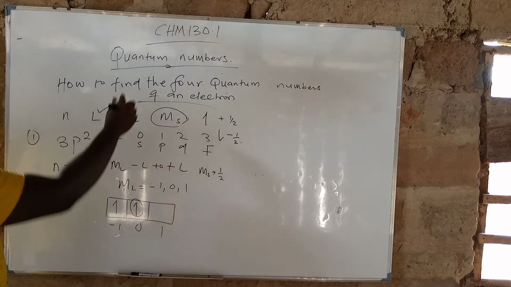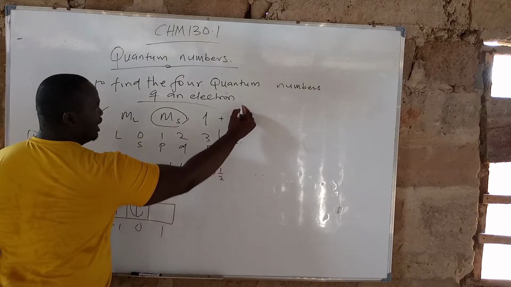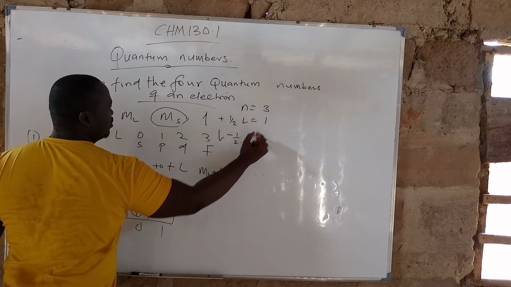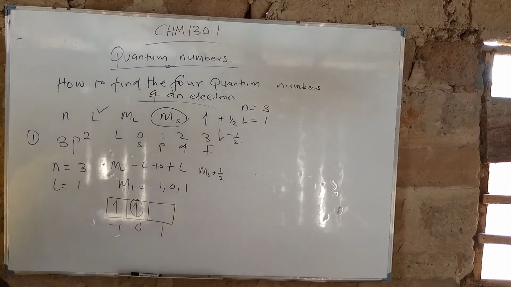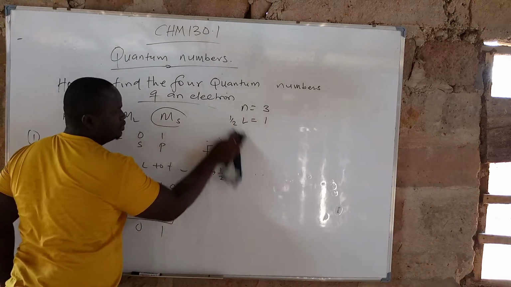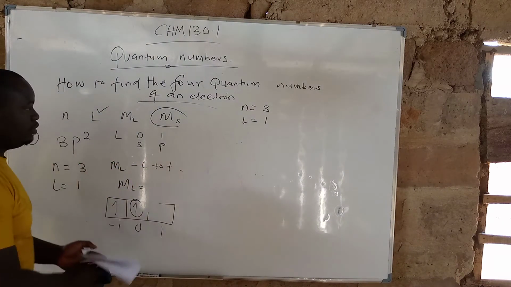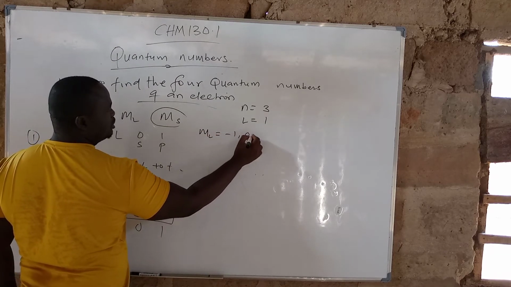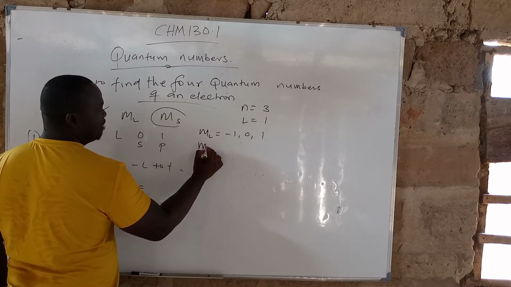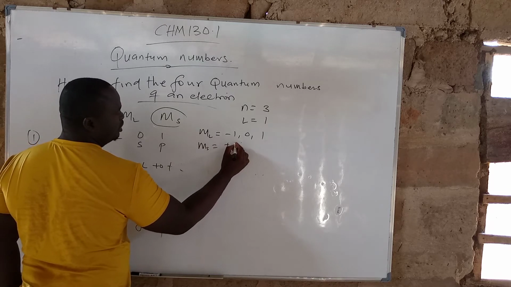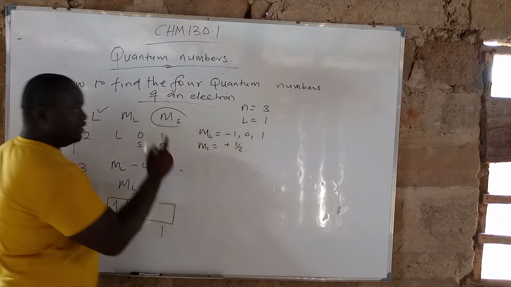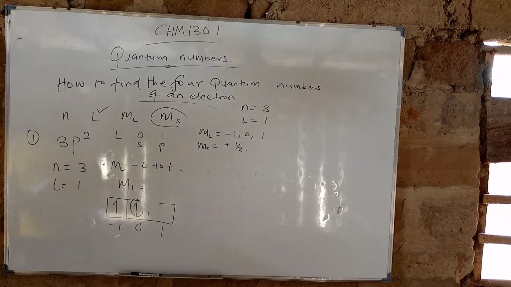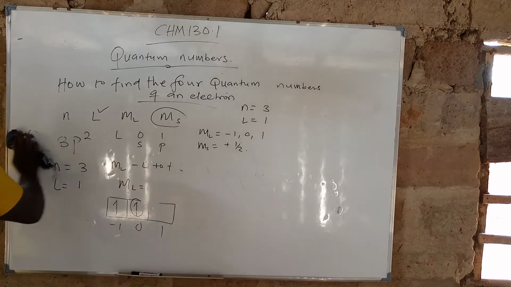So the answer to the above question is your N is equal to 3, your L is equal to 1, your ML is minus 1, 0, 1, while your MS is what? Plus 1/2. That's the answer. It's so easy. Let's solve another example so that you guys will understand it perfectly.